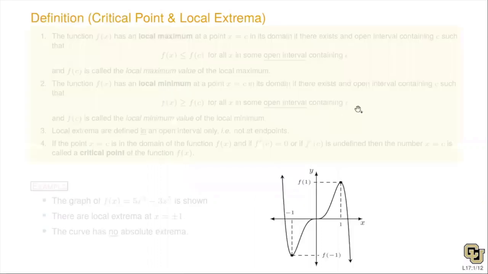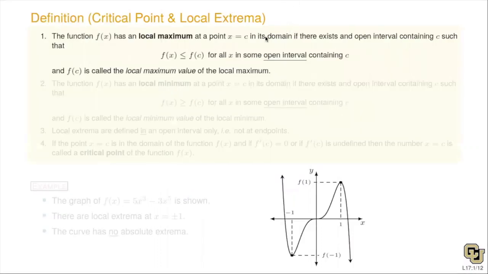For local extrema, we defined local extrema last time. So just let me remind you, we have a local max at x equal to c if and only if f of c is greater than or equal to f of x for all x, and now this is the important part, in some open interval containing c, not for all x in the entire domain. So if you look here at the graph, at x equal to 1, we have a local max here at the top, with local max value f of 1. And so here's the local max value.